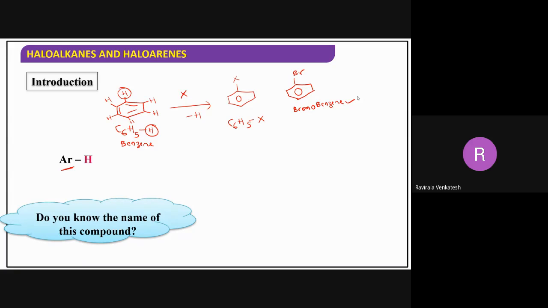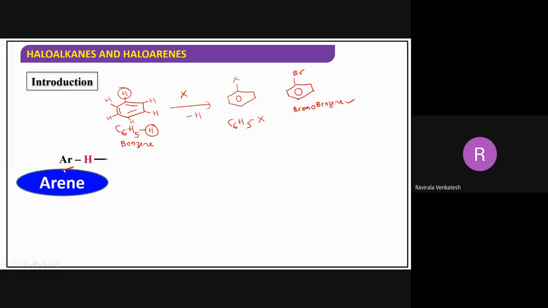So not only haloalkanes, we can also have haloarenes. Here you know this one is an aromatic compound, right? You can also call it arene. Arene or aromatic. Now what am I doing? I am replacing the hydrogen with halogen. So what are we going to get?